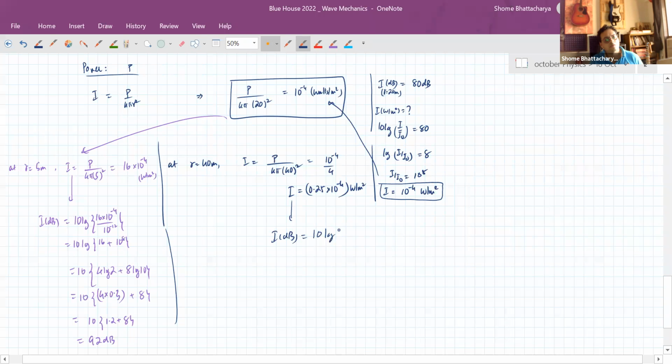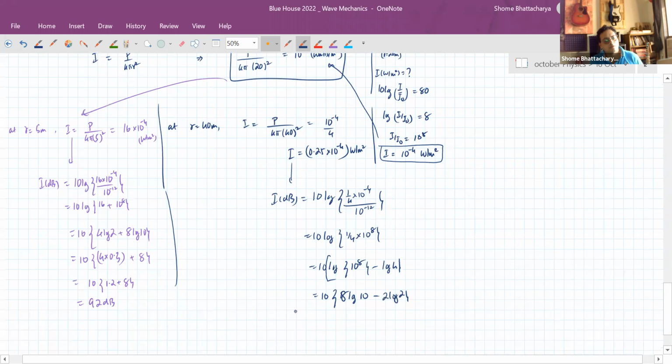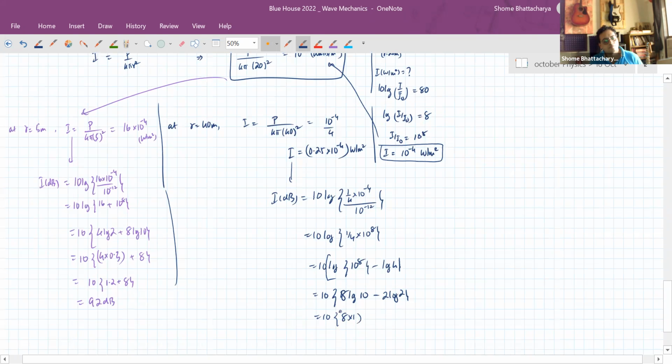And similarly, this one, when we convert to decibels, it is 10 log of 1 by 4 into 10 raised to the power minus 4, or 0.25 into 10 raised to the power minus 4, divided by 10 raised to the power minus 12. So it is 10 log of 1 by 4 into 10 raised to the power 8. So it is 10 log 10 raised to the power 8 minus log 4. So 8 log 10 minus 2 log 2. That is how you get 74 decibels.